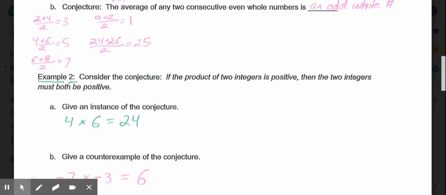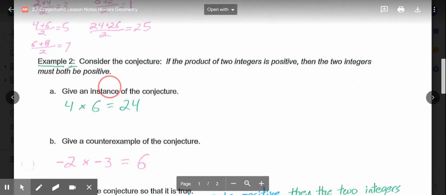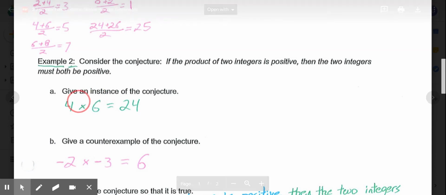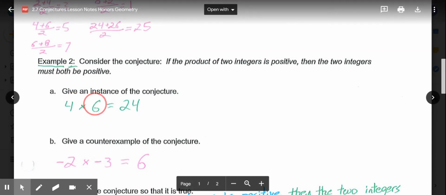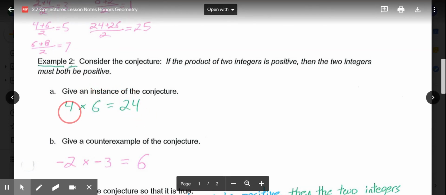So example 2 asks us to consider the conjecture. The conjecture we're looking at states: if the product of two integers is positive, then those two integers must be positive. An instance of the conjecture, an instance means a case where it's true. So if I take two positives multiplied together, they give me a positive. So the product's a positive and both integers are positives.